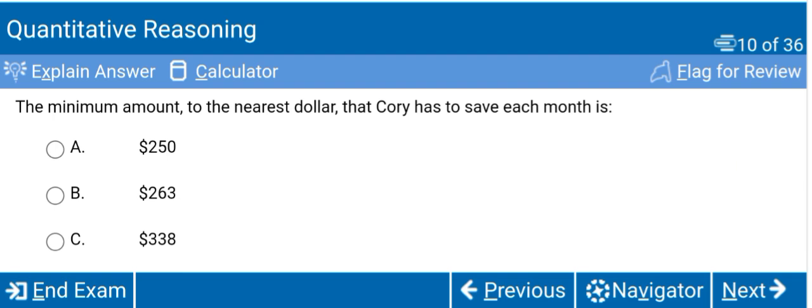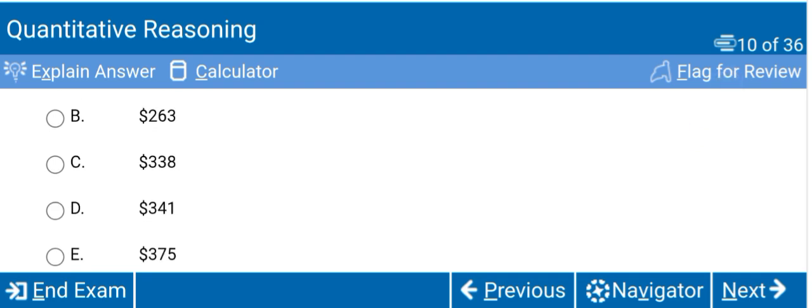The minimum amount to the nearest dollar that Corey has to save each month is option A, $250, option B, $263, option C, $338, option D, $341, and option E, $375.